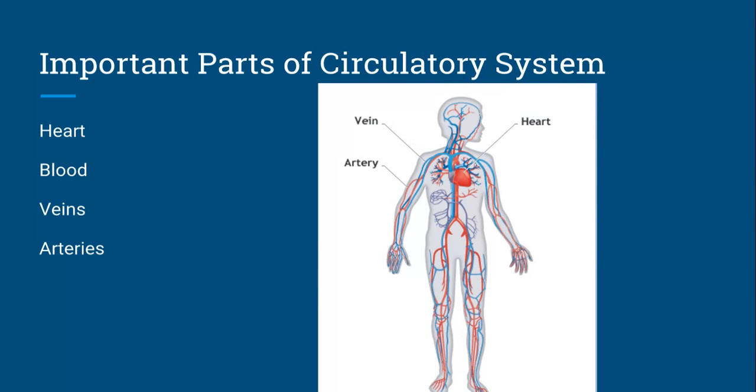These are the important parts that you need to know for the circulatory system. So we got our heart, our engine, the thing that runs our whole body, right in the center. Then we have our blood, and our blood moves throughout our body in arteries and through veins. We're going to figure out the difference between a vein and an artery, but those are like the pathways that blood travels through.